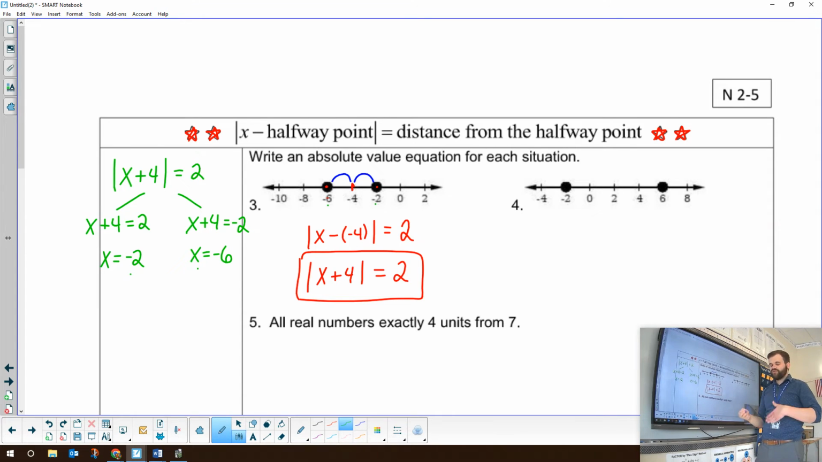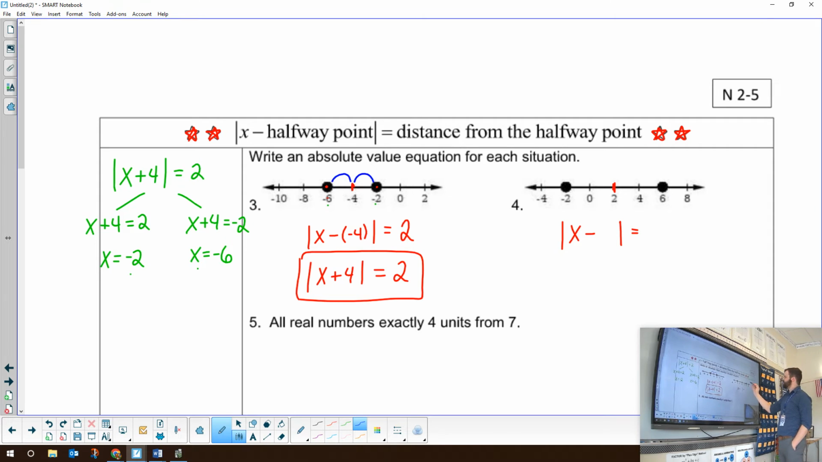So this is how we can write equations to represent two numbers. And so that way we can see the range. Let's take a look at number 4. So number 4, we're going to have to write absolute value of x minus a number that's in the middle equals the distance from that number. But how can we tell what that number is? Well, you could very easily see on this one that it's 2. But let me show you a trick to be able to find it.